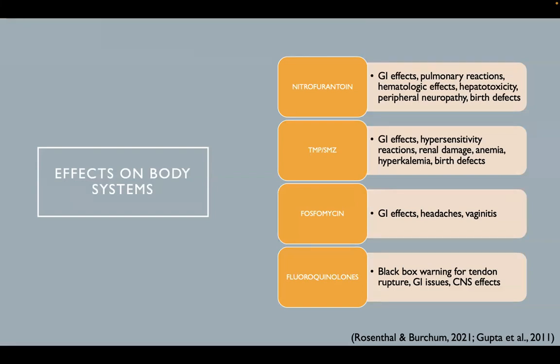Bactrim is usually well tolerated and toxicity is rare, but the most common adverse effects are nausea, vomiting, and rash. This combination medication can also cause hypersensitivity reactions such as Stevens-Johnson syndrome, renal damage, anemia, hyperkalemia, and birth defects. Fosfomycin, the most common adverse effects are diarrhea, headache, vaginitis, and nausea. Fluoroquinolones, these medications have a black box warning for tendon rupture, so it's very important to note that. They also have some GI issues and CNS effects such as headache, dizziness, and confusion.